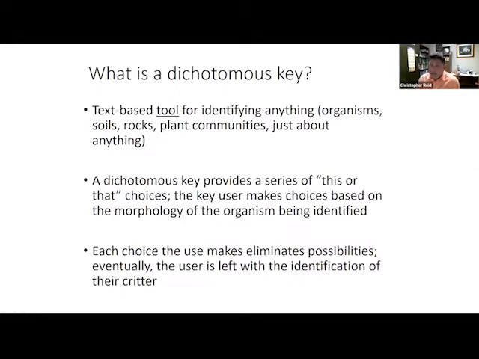So the word dichotomous, just in a general sense, means forking or splitting into two. So a dichotomous key provides a user a series of choices that oppose each other. So this or that choices. Now, each pair of choices is referred to as a couplet. So if you start off at the beginning of a key, you're going to have two opposing statements. That will be your first couplet, and they will be opposing each other. So this or that.